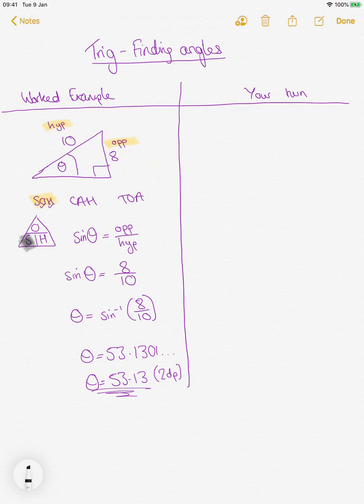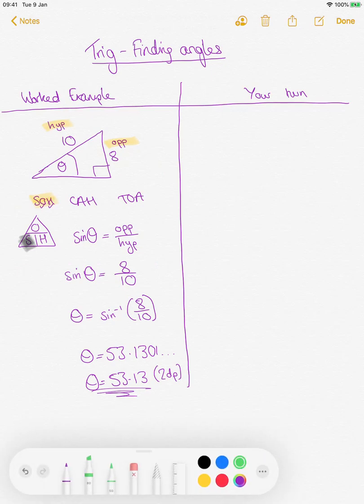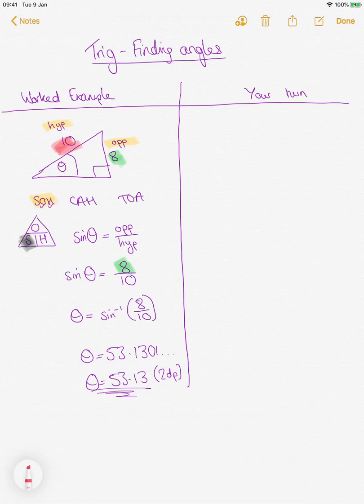So I know it's opposite divided by hypotenuse. My opposite is 8. My hypotenuse is 10. So I get these numbers from here. Oh, sorry, I've highlighted the wrong thing. Here and here.